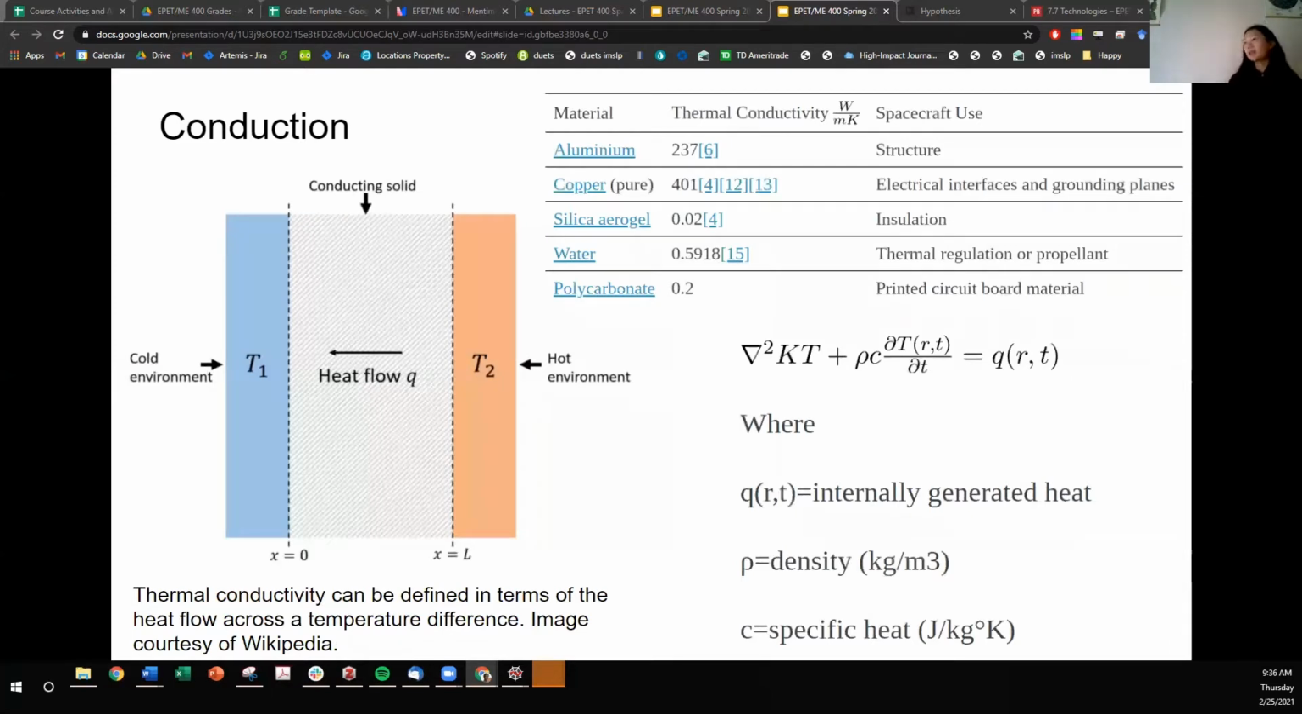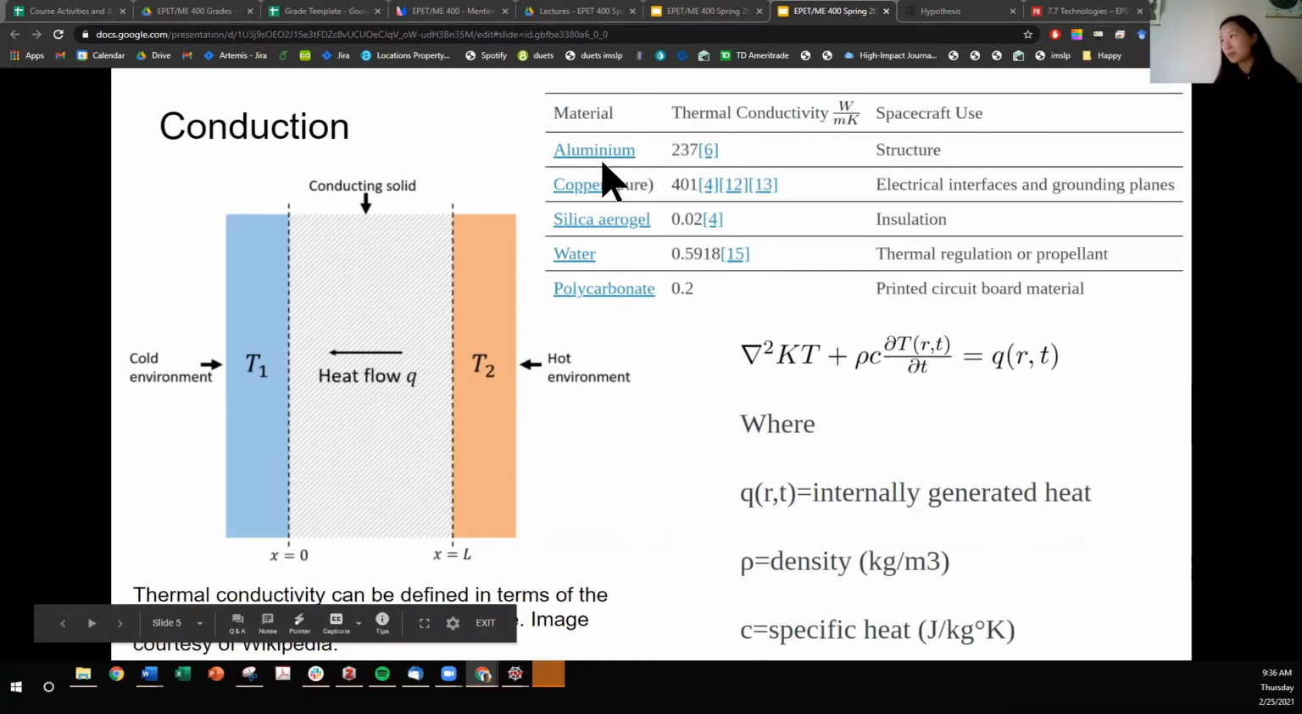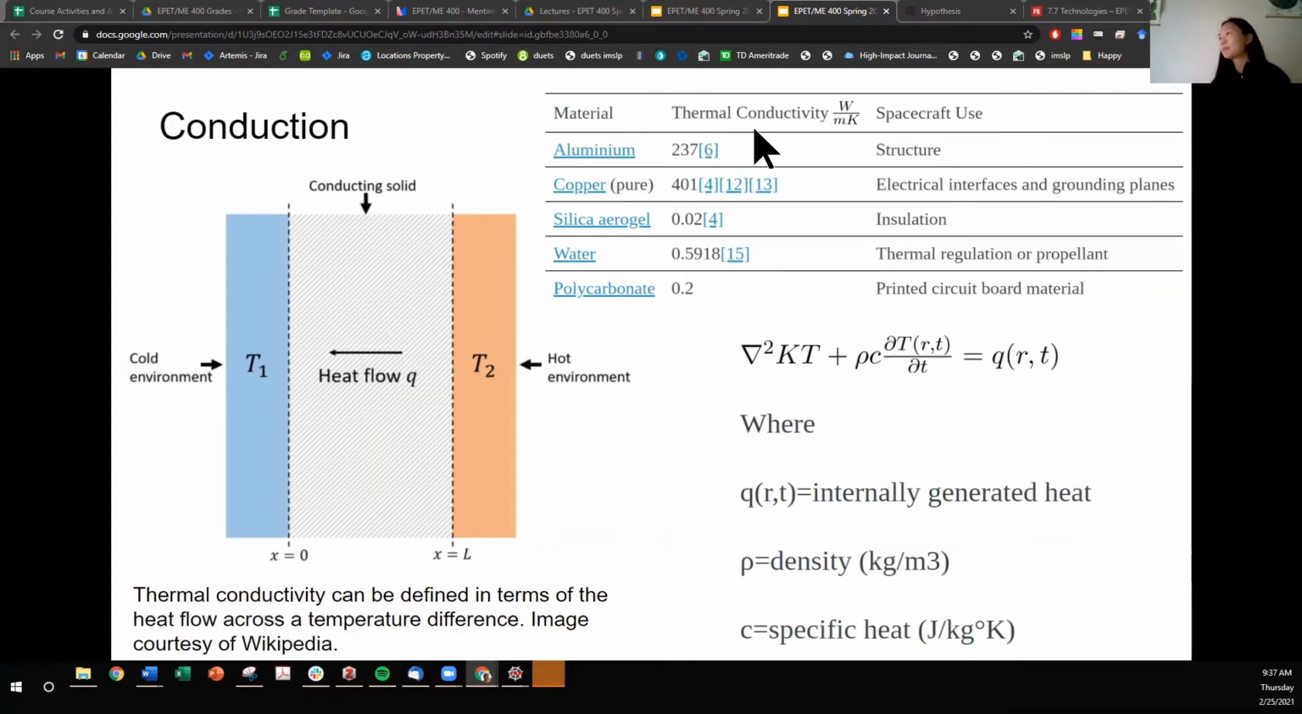So let's look at some thermal conductivity of common materials on spacecraft. So aluminium, as the British would say, or aluminum in America, the thermal conductivity is about 237. It's typically used as the structural frame of spacecraft. So this could be important, say, if you had electronic boxes that were dissipating heat, and they were mounted to the frame of the structure, you can use this conduction to transfer the heat dissipated from the electronics to the structural frame.